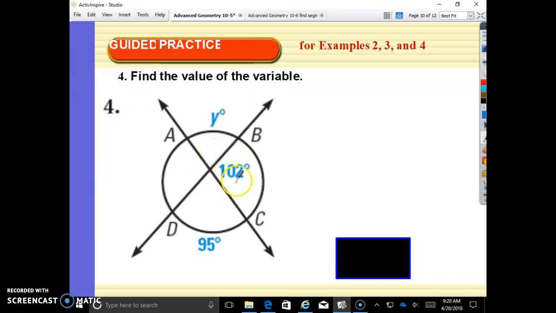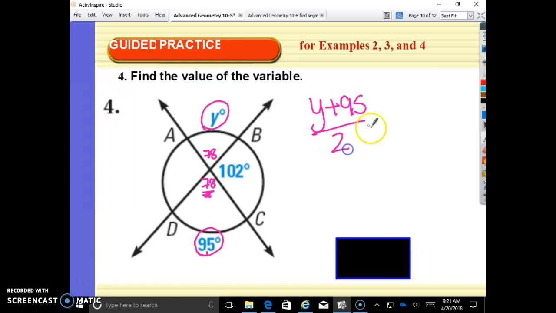Linear pairs are 180. They are supplementary. 180 minus 102, 78 degrees. You need to solve for 78 degrees first. So, once again, for the 78 degrees, it's this plus this divided by 2 equals your 78 degrees. What plus 95 divided by 2 is going to give you 78 degrees.